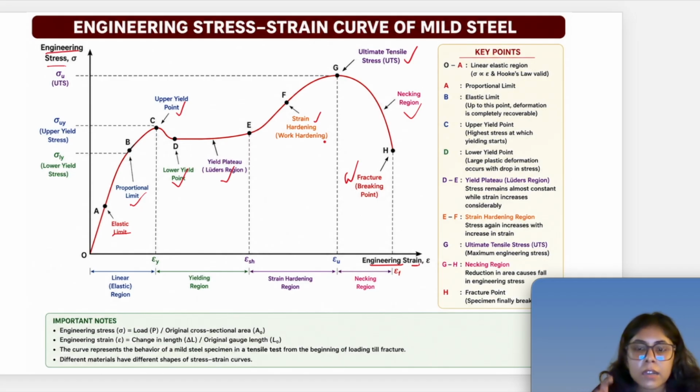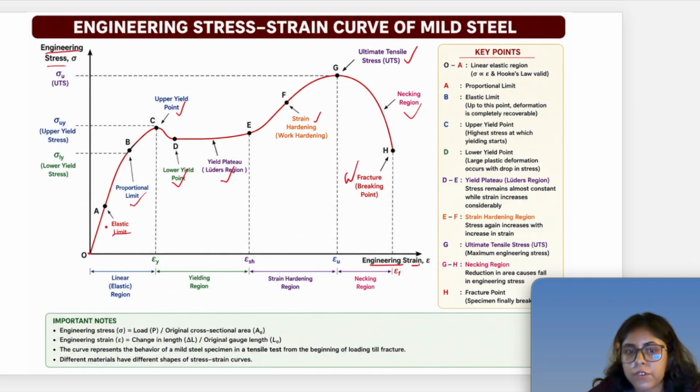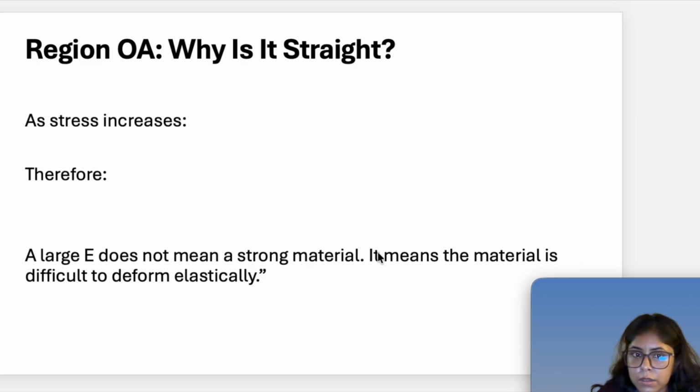This entire curve represents the life story of a tensile specimen from the beginning of the loading until the fracture, right? From the beginning of the loading, the stress was somewhere like this, and at the fracture, the stress was somewhere like this, and the elongation was somewhere like this. It's the entire life story of a mild steel specimen that was tested on the UTM, right? So let's move on to the next slide, which is the very first region, that is region OA.